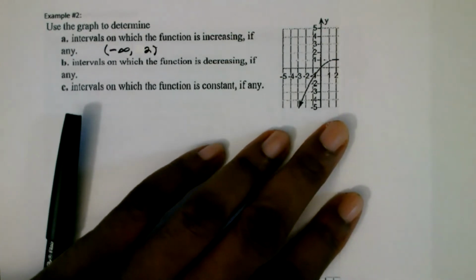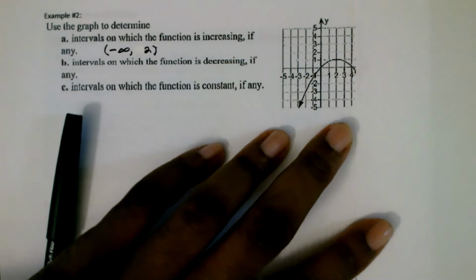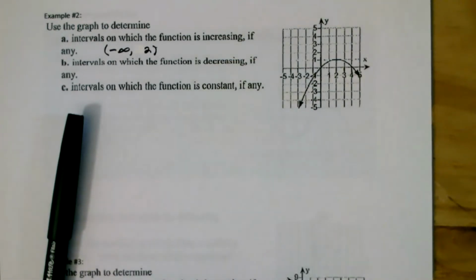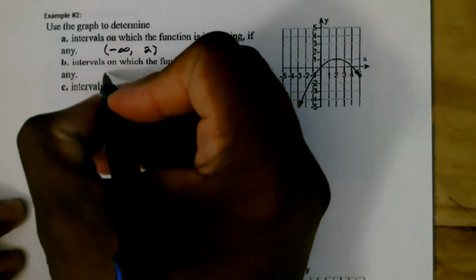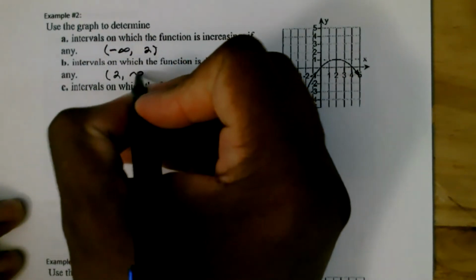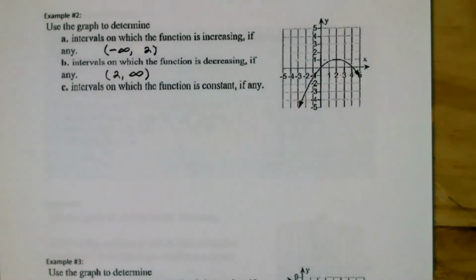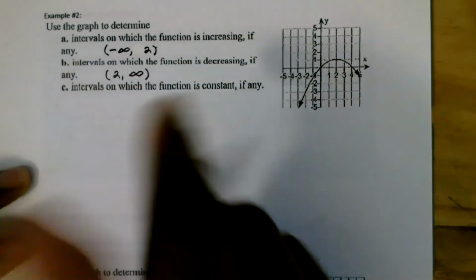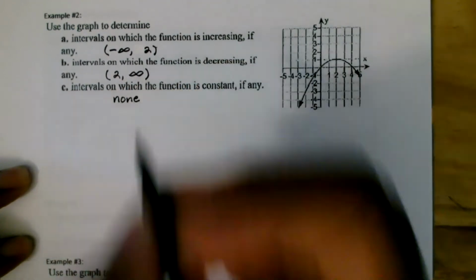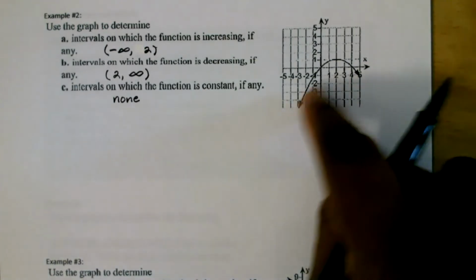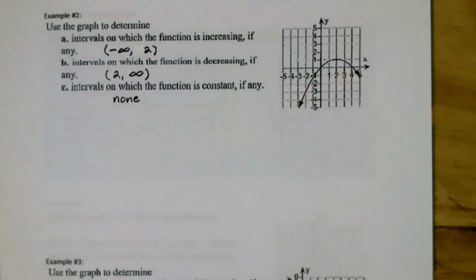And then after 2, what's happening here? It's decreasing onto infinity. So from 2 onto infinity, this graph is decreasing. Okay. And of course, in part C, the intervals on which the function is constant, we just say none, because there's nowhere that you see a straight line anywhere in that graph.